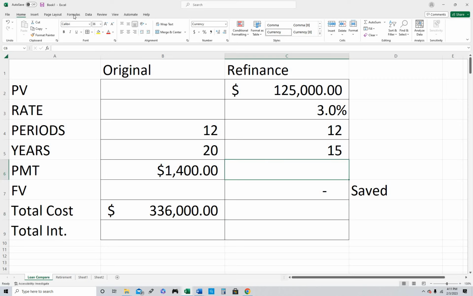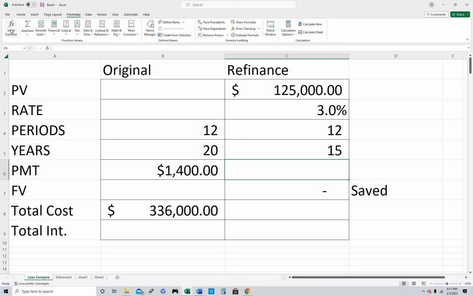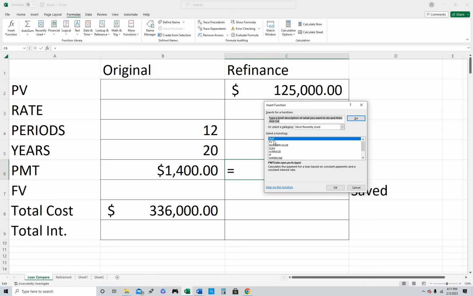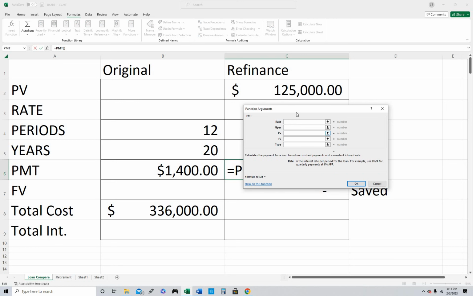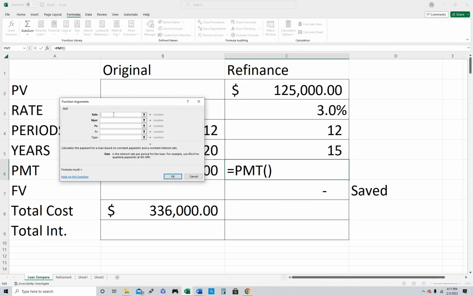To calculate your payment, you need to go up to Formulas and Insert Function. The payment is PMT. Click on that one and OK. When the function box opens, we're going to pick our rate. Our rate is 3% divided by 12 months out of the year. The number of periods is going to be 12 months times 15 years. That's how many total payments we are going to make, which will be 180.